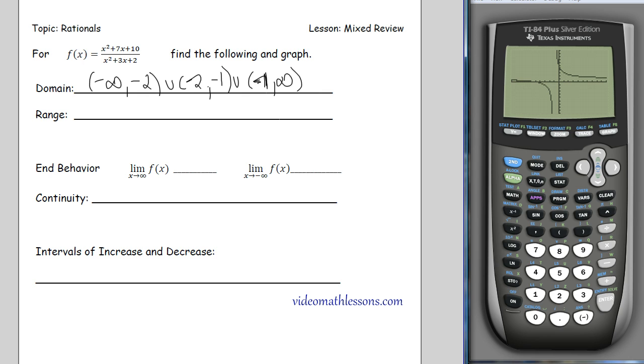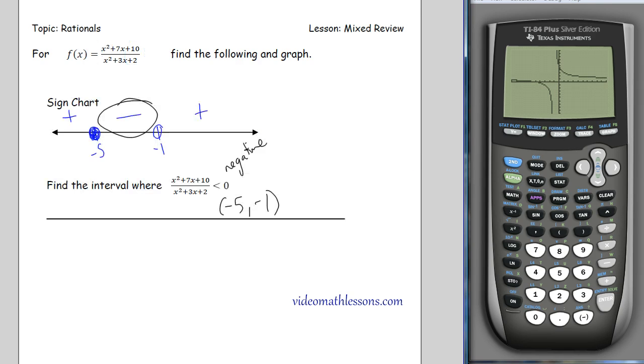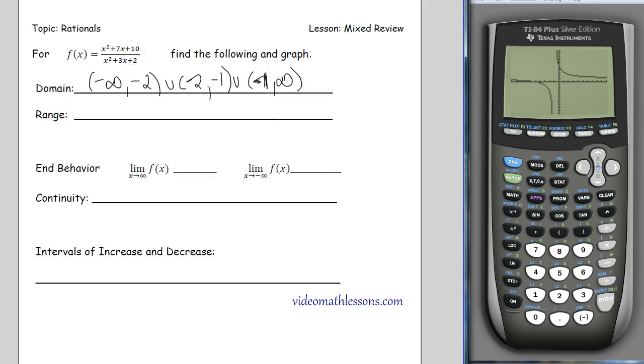Now the range. The range is the y values. So I'm looking in this direction from here to here. If I look up, this goes good. So negative infinity to the hole, and then from the hole to the horizontal, and then horizontal up. So we've got to write that all out. It would be from negative infinity to negative 3, because that's the y value at the hole. And then negative 3 to positive 1, that was the hole to y equals 1, the horizontal. And then from 1 to infinity.